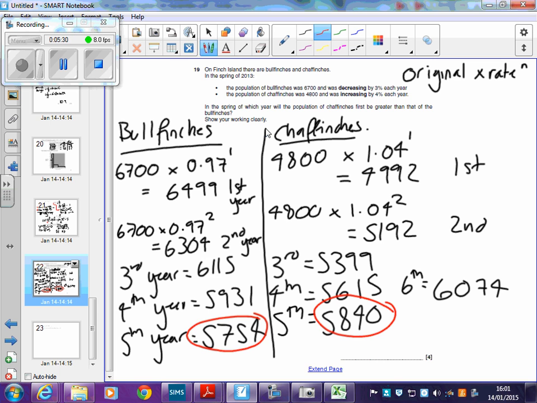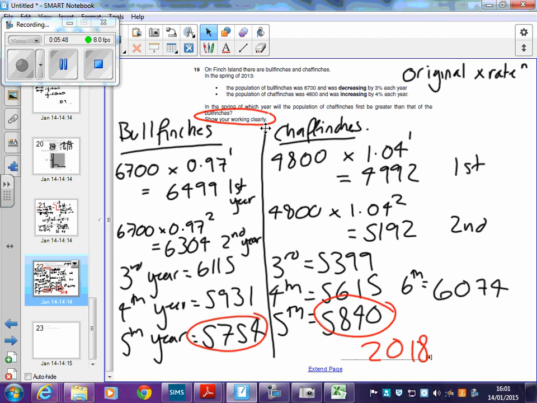In order to get the mark for this question, you have to have those workings out, because it does say show your working clearly. And the very last bit we need is the year. So we started in 2013, it's 5 years later, so 2014, 15, 16, 17, 18. So the answer is 2018. Like I said, it's all about the numbers for that. If you've got 2018, you could still have the whole thing completely wrong. You need to make sure you've got the working out there as well.